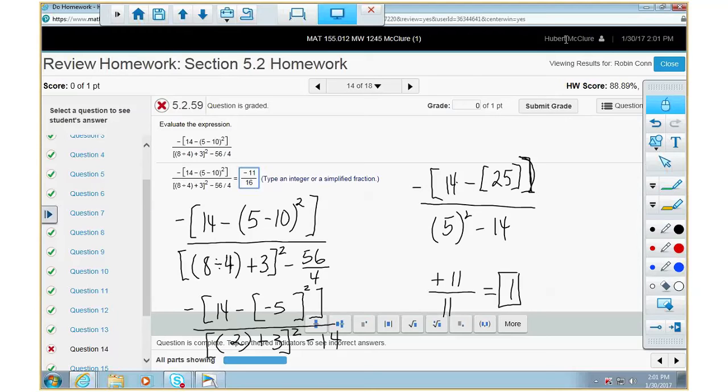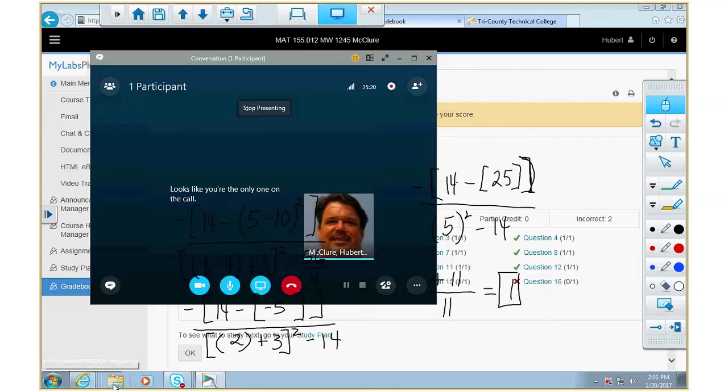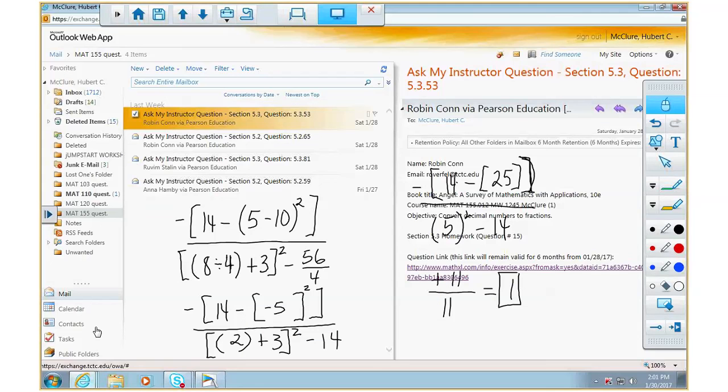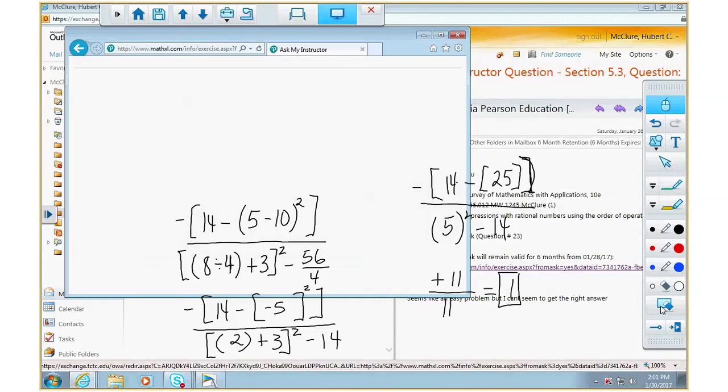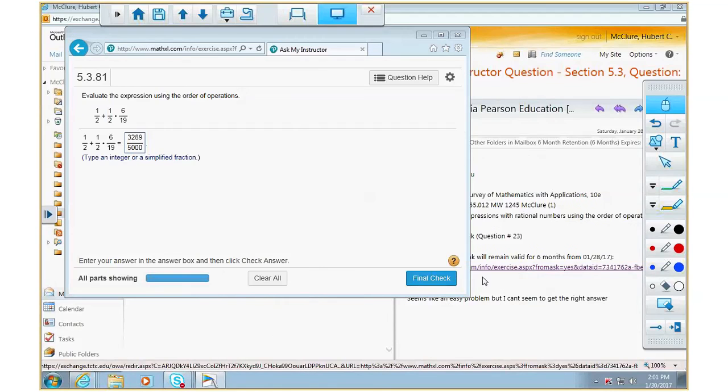Okay, so let's go back to the homework questions that people sent me the right way. And that'd be 5.353. I think we already covered that one. Here's one, 5.381. Oh, and those last two problems were test questions.